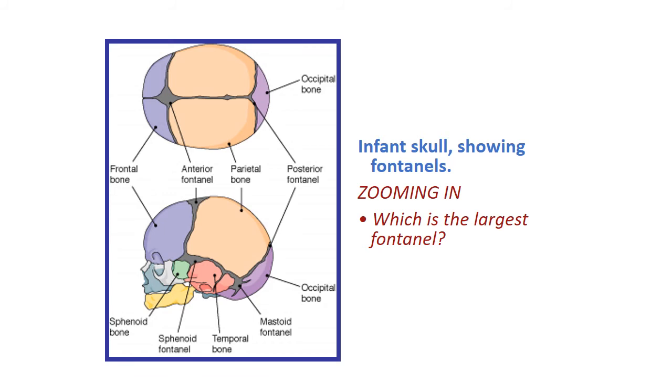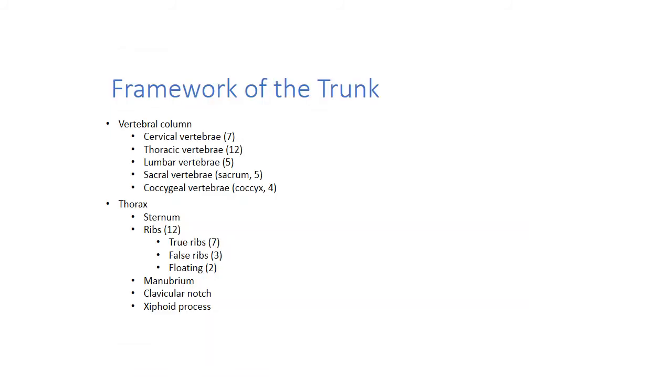Let's talk about the framework of the trunk. We have the vertebral column. 7 cervical vertebrae make up the neck. Then we have 12 thoracic vertebrae that make up the chest region of the vertebral column, and 5 lumbar vertebrae that make up the lower back. We have the sacrum or sacral vertebrae, which are actually 5 fused vertebrae. And the coccygeal vertebrae, the coccyx itself, is the tailbone, which is made up of 4 vertebrae that are fused together.